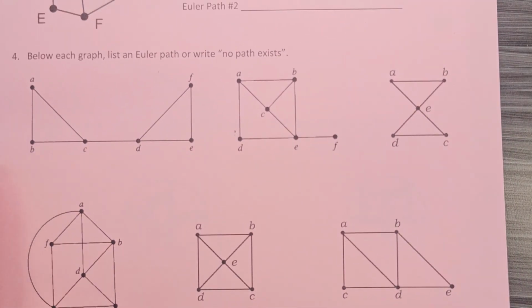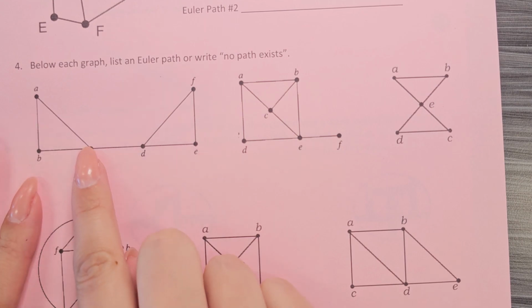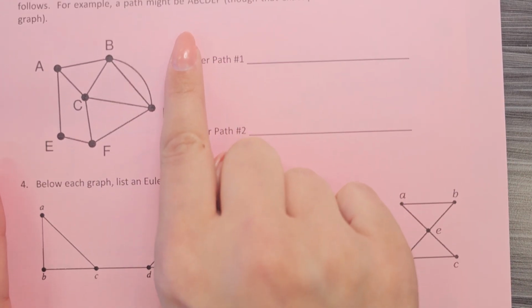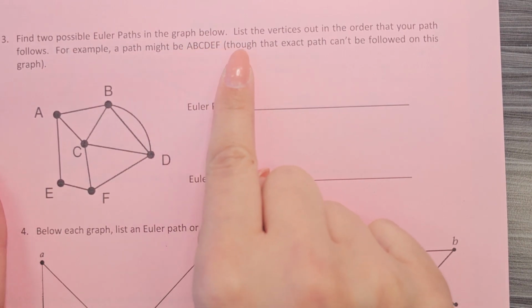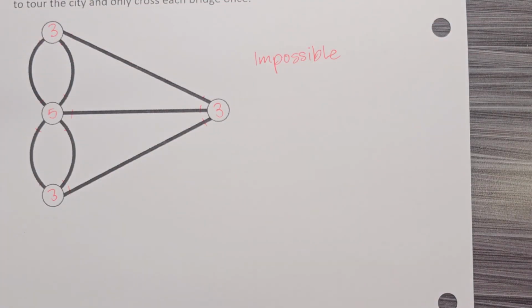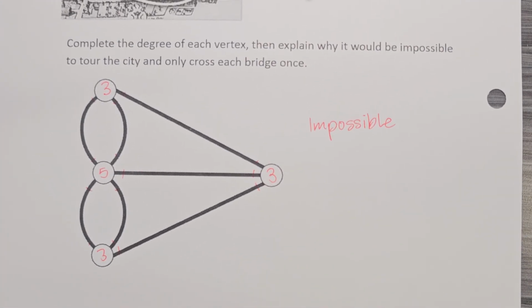On the back is where I want you to specifically tell me what your path was. When you list the Euler path, you would write it with your letters in order like this. And that would show me which path you took so I can follow along. All right, so that is everything for Euler paths.